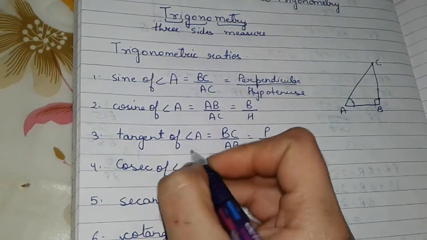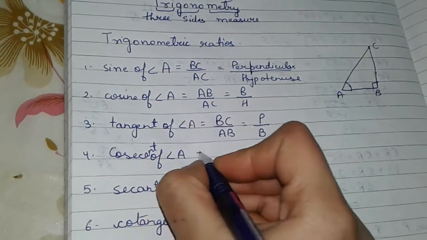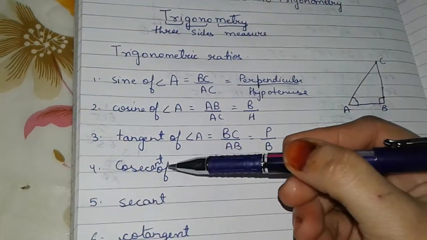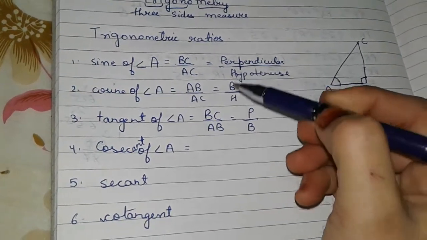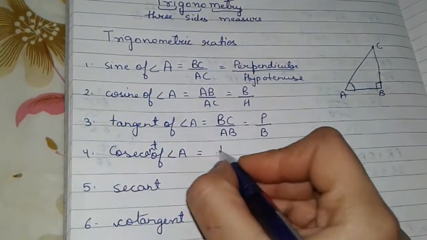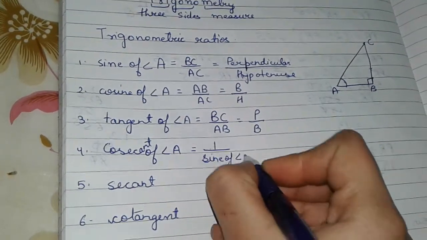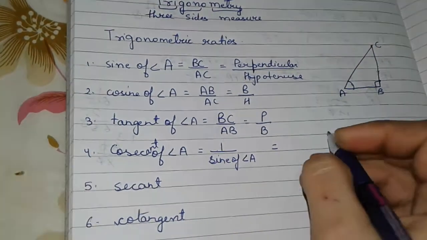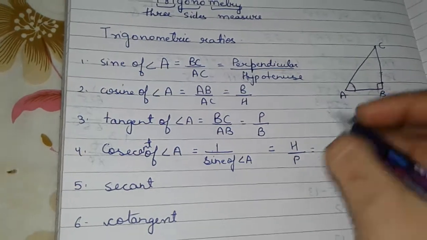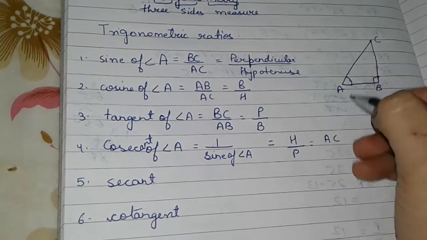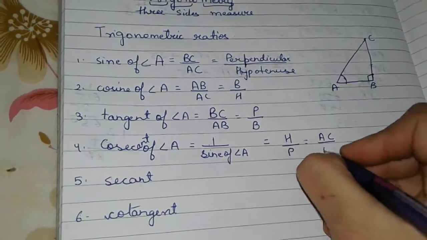Cosec of angle A, that is cosecant. Cosecant is the reciprocal of sine. So sine is perpendicular upon hypotenuse and cosecant will be hypotenuse upon perpendicular. Cosecant is the reciprocal of sine. It is hypotenuse upon perpendicular. Hypotenuse is AC and perpendicular for angle A is the side opposite to angle A, which is BC. It is perpendicular.